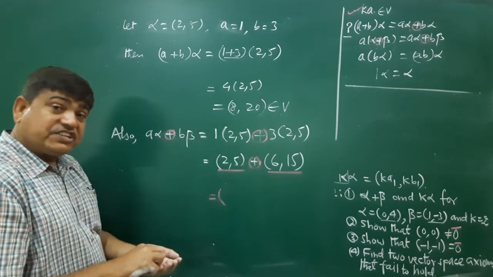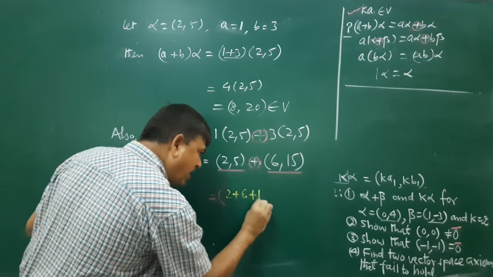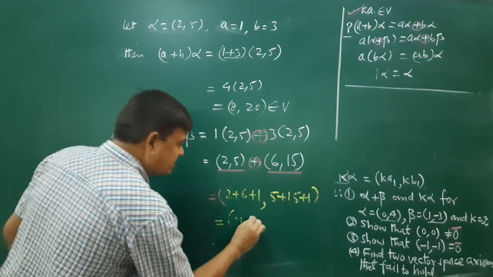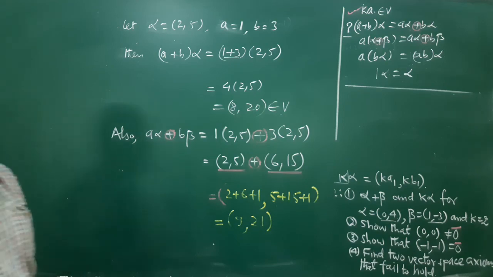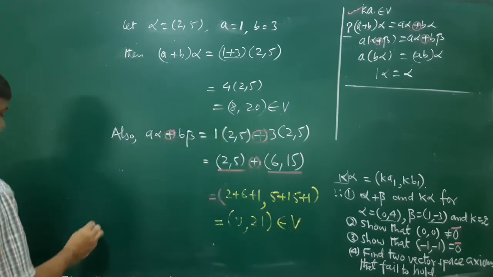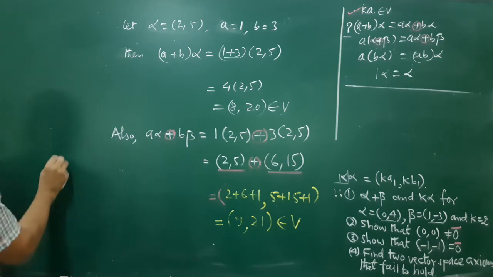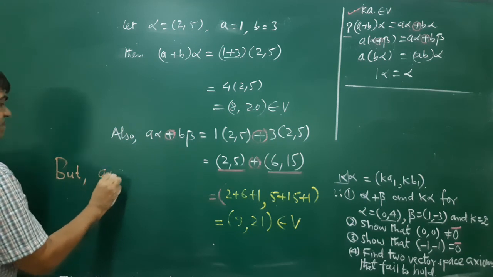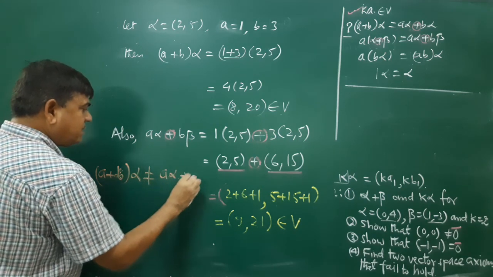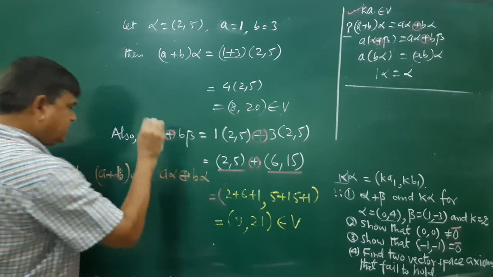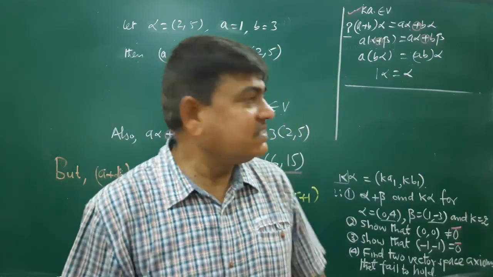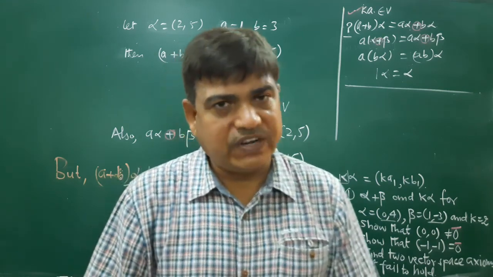Now, what is the definition? 2 plus 6 plus 1. This is given in the question. And this is 5 plus 15 plus 1. So this is 9 and this is 21. So now, this is not equal to this one. This belongs to V, but (a plus b) alpha is not equal to a alpha plus b alpha. So this property, this axiom has failed, and hence this is not a vector space.